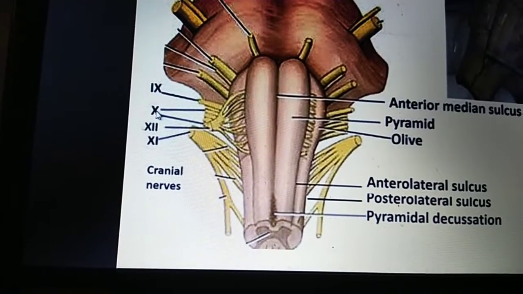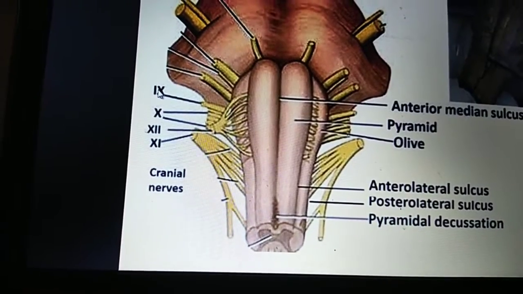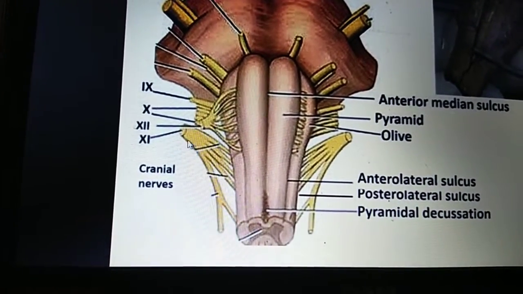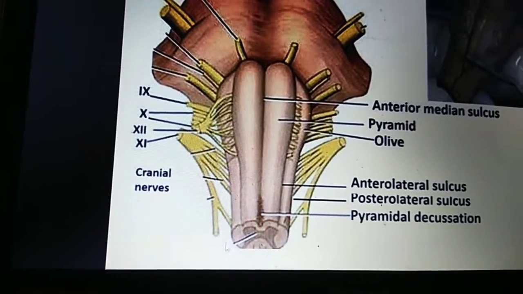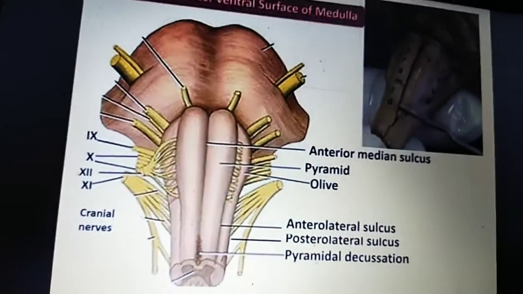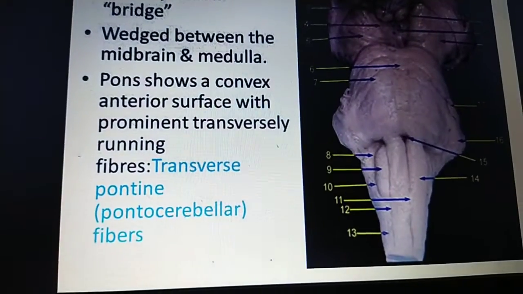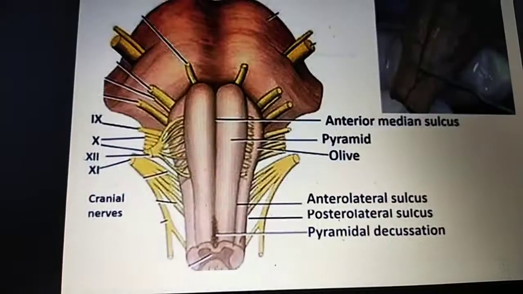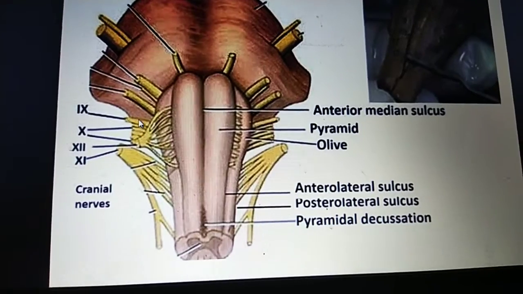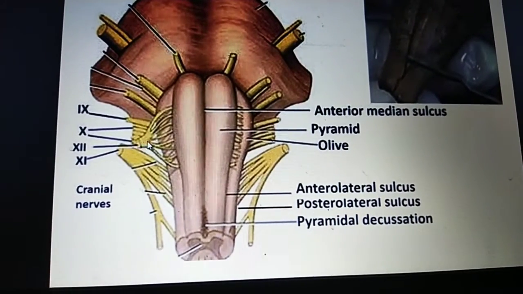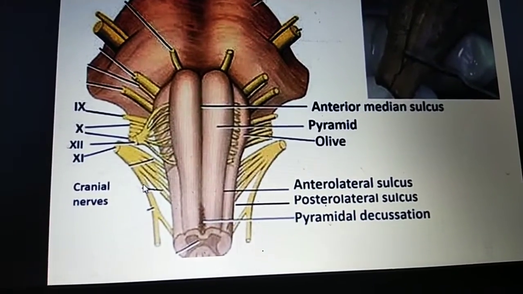This is the 10th nerve, the vagus nerve. Then this is the hypoglossal, accessory, and glossopharyngeal. The nerves emerge like that. This is glossopharyngeal, vagus, accessory cranial, and hypoglossal.